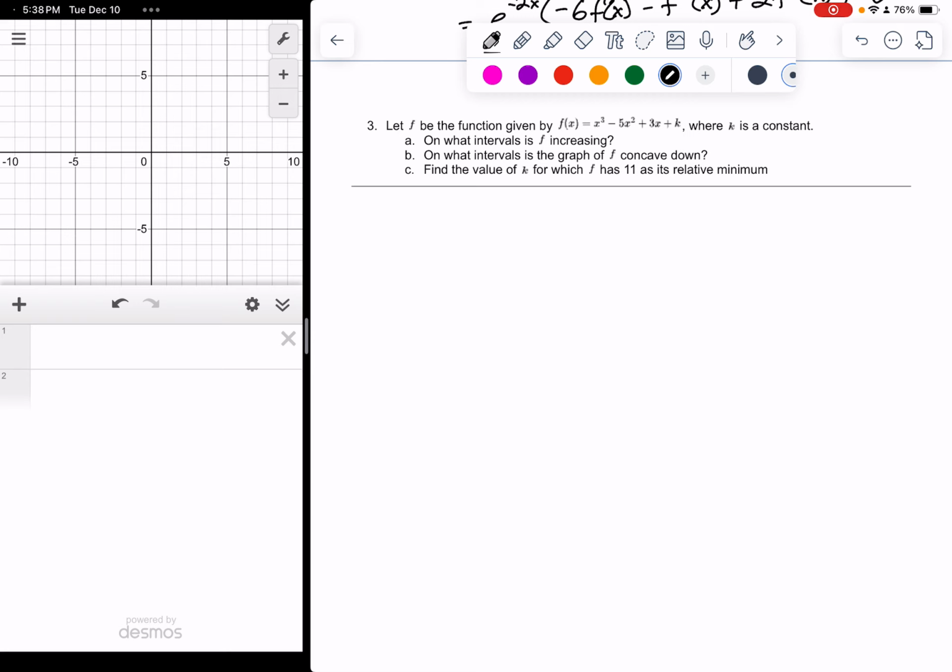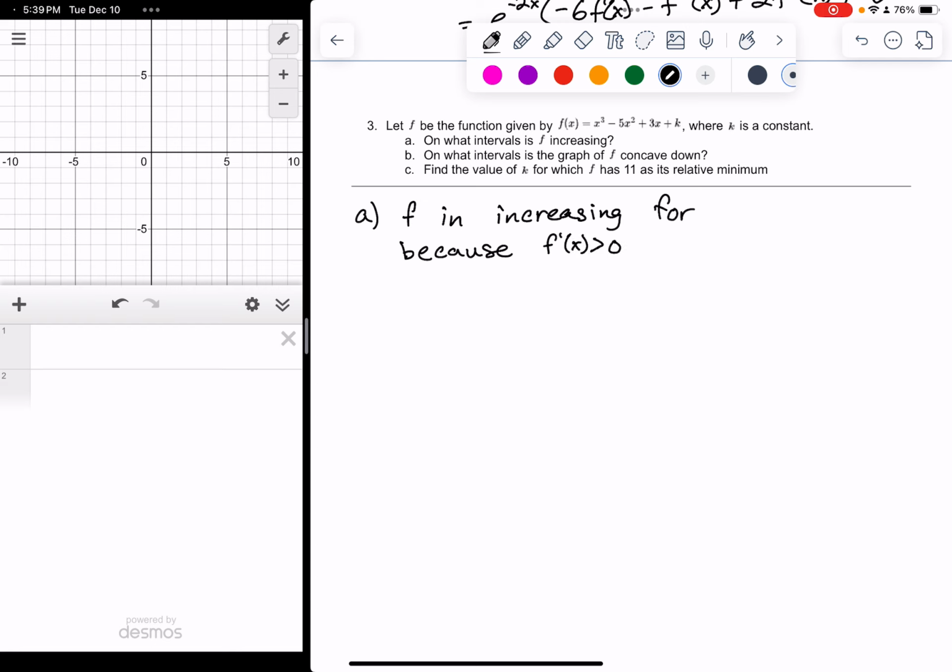I see for part A that's asking me, when is f increasing? And it doesn't say it here, but the expectation is that you justify your answer with each of these statements. So we're going to say that f is increasing for, and then we're going to fill in a thing because, and we already kind of know our reasoning, because f prime of x is greater than 0. So let's see when that is happening.